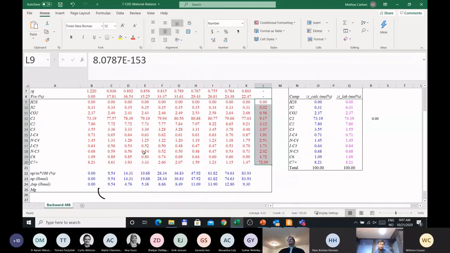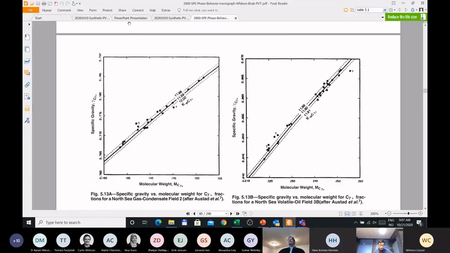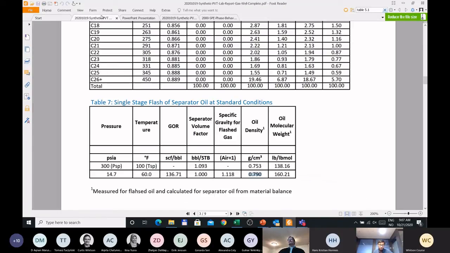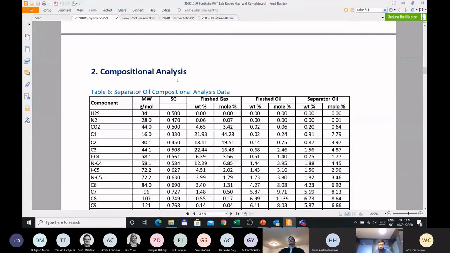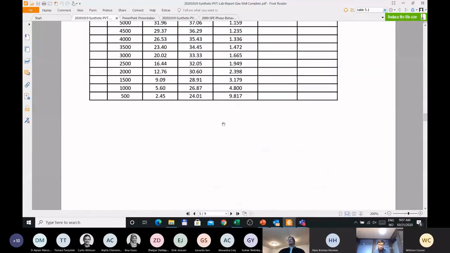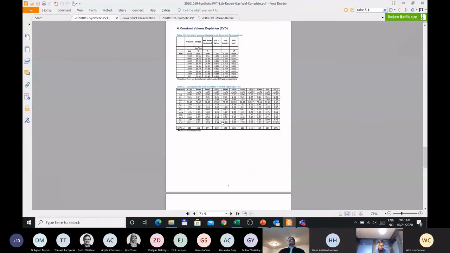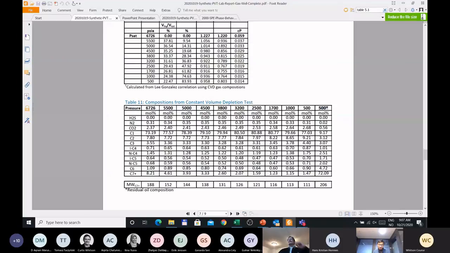Maybe we should have, yeah. If you look at, I think it's in the PVT report. So if we go into the PVT report and try to find the CVD experiment. Yeah. So here you see that 500 with the star, and then you have this comment here that that's the residual oil composition. Okay. Good.